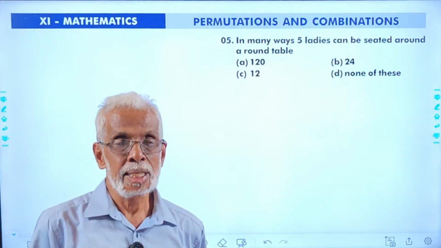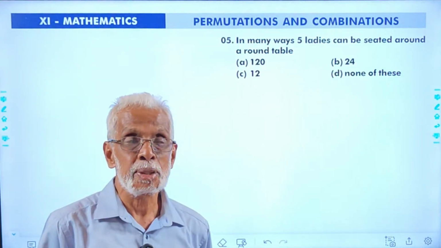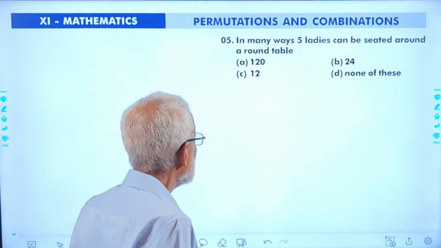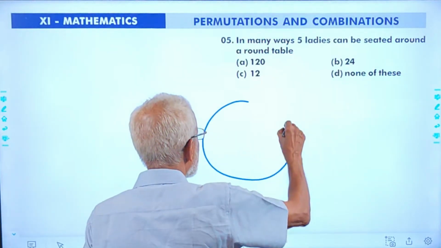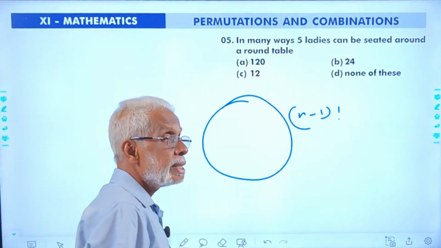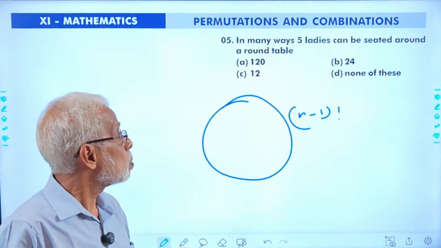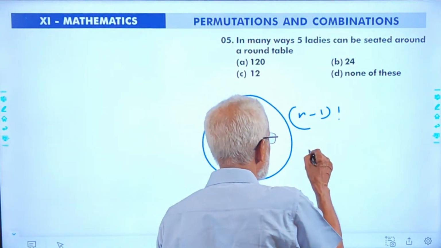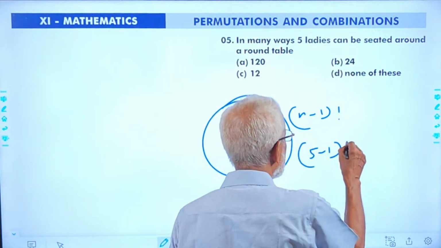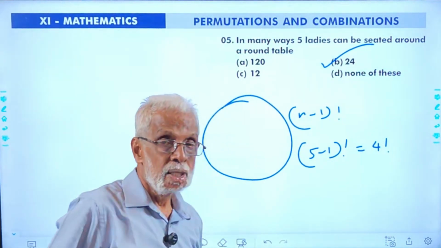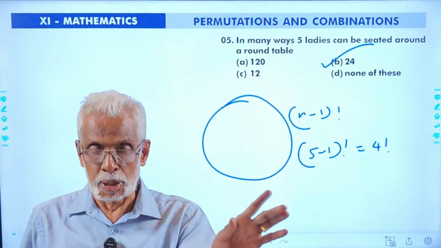In how many ways can 5 ladies be seated around a table? You know, number of circular permutations is n minus 1 factorial. Since they are sitting on a round table, total number of ways is number of circular permutations, which is 5 minus 1 factorial, 4 factorial. 4 factorial is equal to 24. 4 factorial, 4 into 3 into 2 into 1, 24.